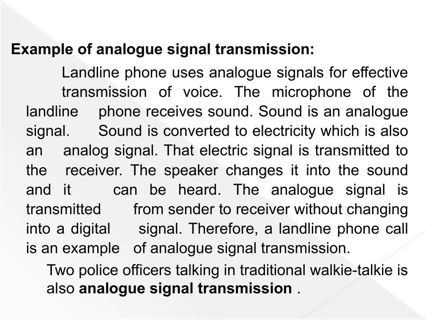Let's look at an example of analog signal transmission. When we think of a landline phone, it uses analog signals to transmit voice effectively. The process begins with the microphone, which receives the sound. Think of someone speaking into the phone. That sound is naturally an analog signal. Next, the microphone converts this sound into an electrical signal, which remains an analog signal. This electric signal is then sent through the phone line to the receiver.